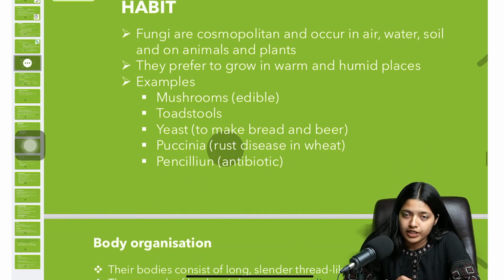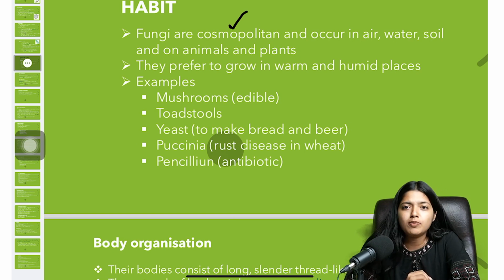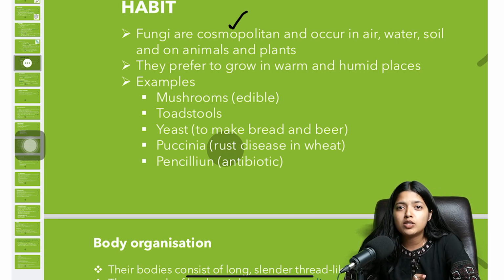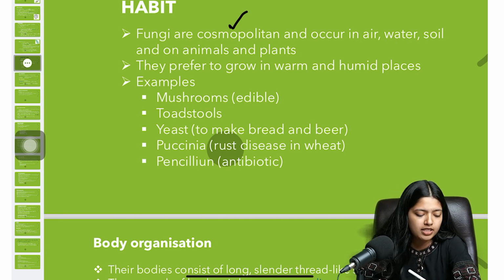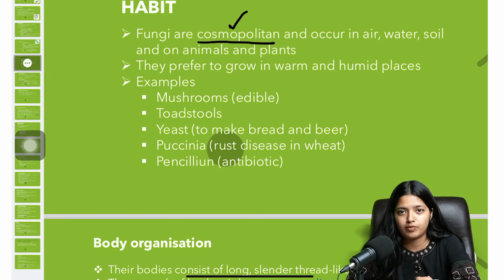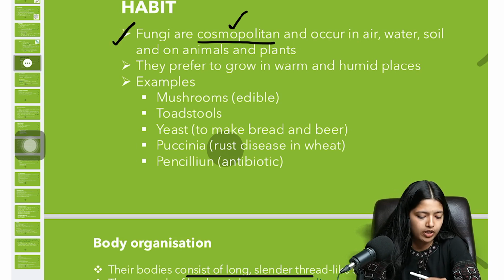Fungi are cosmopolitan. What is cosmopolitan? Cosmopolitan means they are present everywhere on earth. Almost everywhere they are seen. In tropical regions, in temperate regions, everywhere we can see a member of Kingdom Fungi. So, we call them cosmopolitan. This term means everywhere on earth, in every region, we can see members of Kingdom Fungi. That's why we call them cosmopolitan.